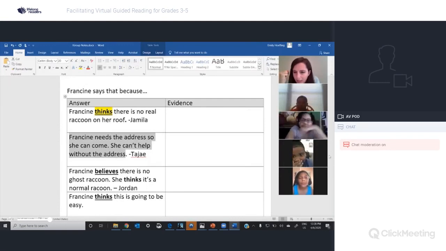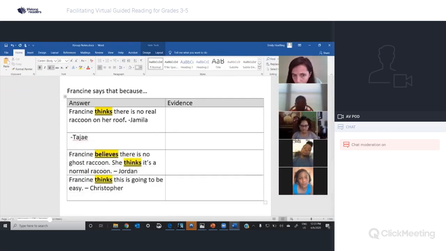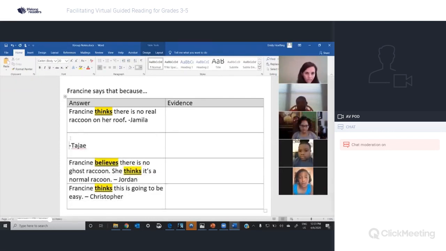Tajay, great job analyzing your own response. I just want to point this out. This is really important. Sometimes it's hard for us to analyze our own response and say, actually, no. And Tajay is really mature, and in her mind, she's like, huh, no, I didn't include the perspective. Interestingly, Tajay, I agree with you. She does need the address to come, and she can't help without the address. That is absolutely true, but we're trying to get her perspective on why she's just like, okay, give me the address. So Tajay, think on that, and I'll come back to you for your perspective. Okay, Tajay, you ready, sweetheart? Okay, go for it.